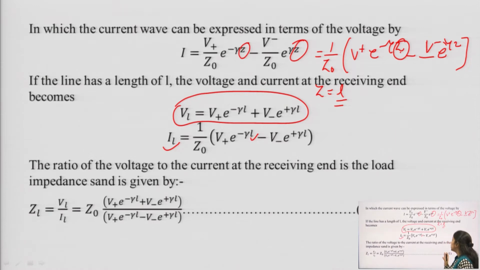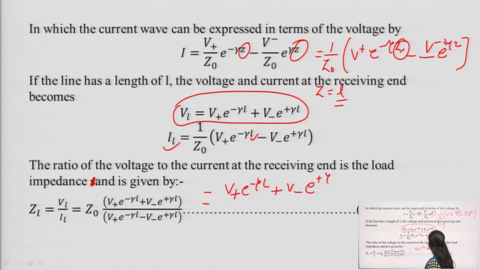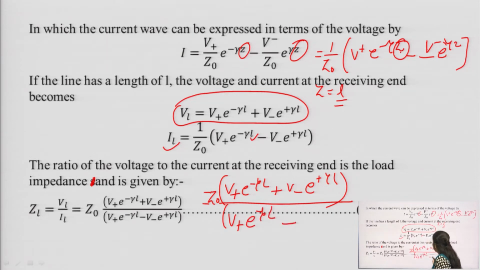And the ratio of the voltage to the current at the receiving end is the load impedance. It will be given by ZL equal to VL upon IL, and this is equal to V plus e to the power minus gamma L plus V minus e to the power plus gamma L divided by IL. What is IL? Z naught is in the denominator, that is why it comes to the numerator, and again V plus e to the power minus gamma L minus V minus e to the power plus gamma L.